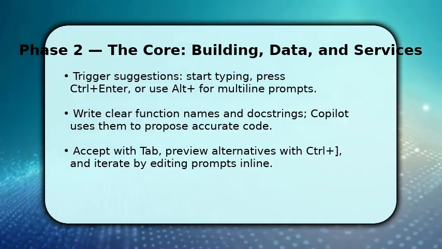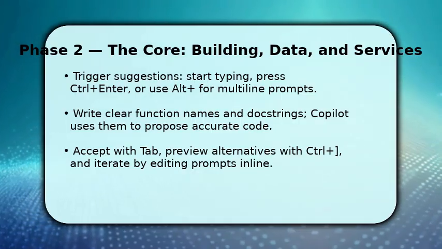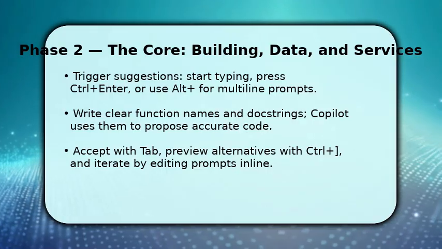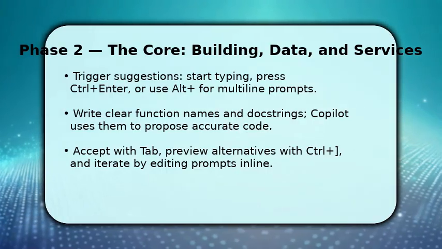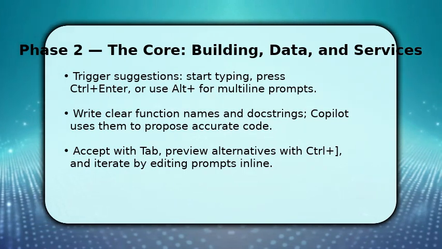Once a suggestion appears, accept with Tab or preview alternatives using the arrow shortcuts. Iterate by tweaking the docstring or surrounding code. This back and forth makes recommendations more precise because Copilot adapts to context and your edits.